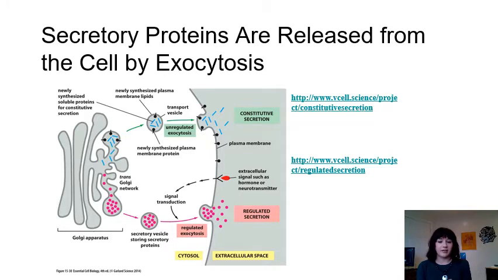Whereas regulated secretion is when the vesicles are made, they've got their content, they're going to travel to the surface of the cell, and then they're going to just hang out and wait. They're going to wait for a signal. That's why it's called regulated. So only upon receiving the correct signal will the contents of that vesicle be released outside of the cell.